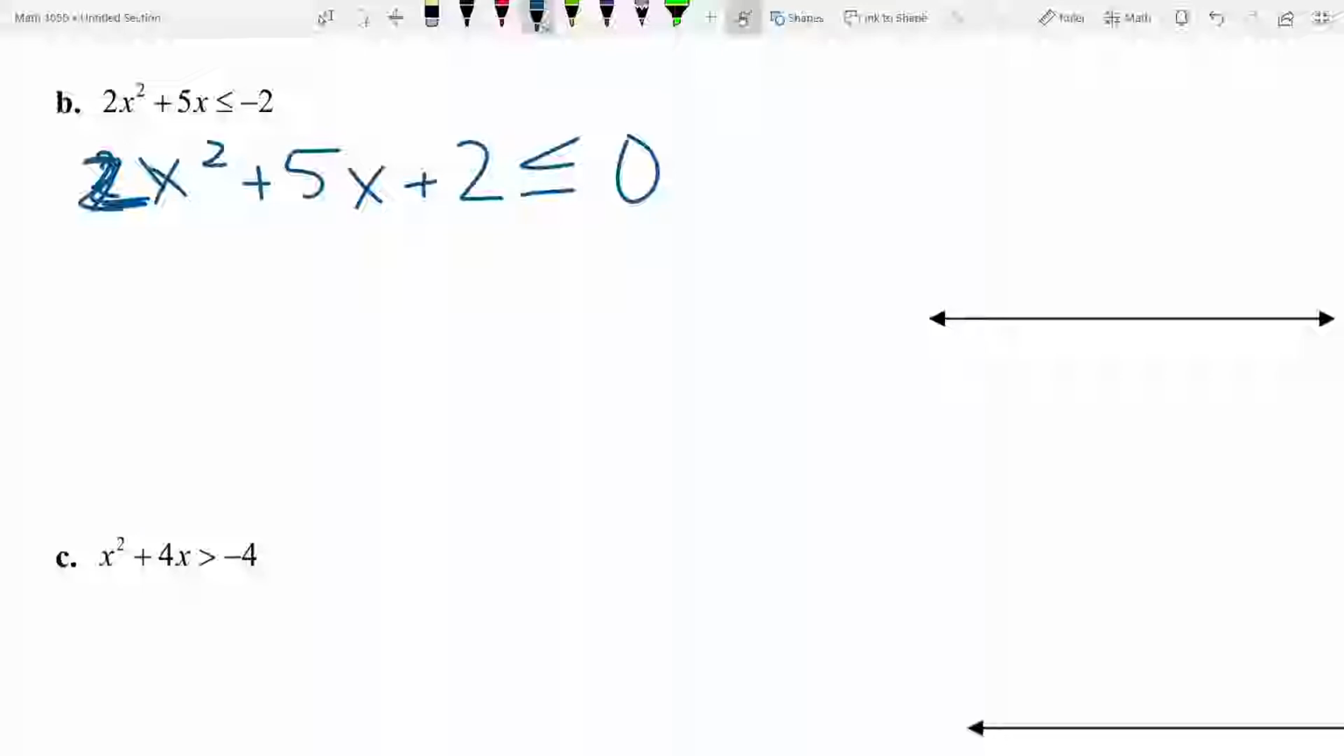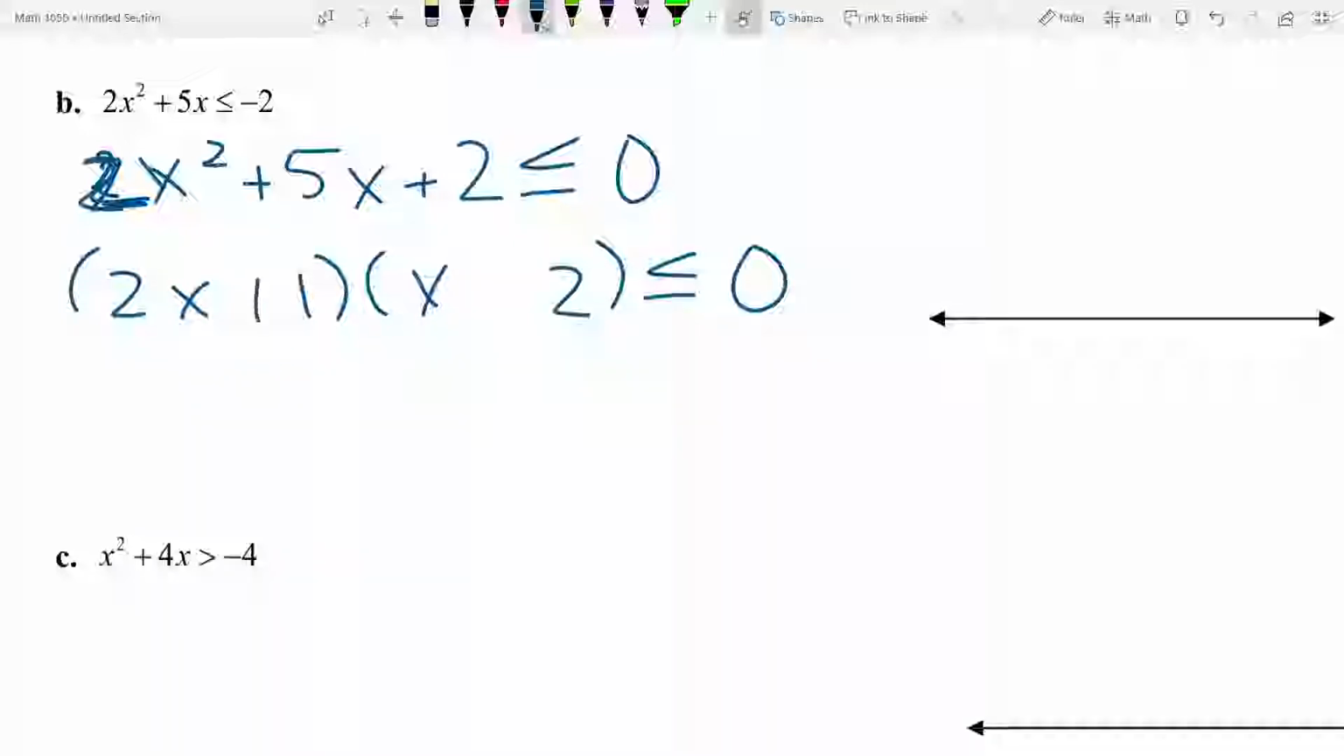Next step, factor. So the 2x to the second, guys, is going to go to a 2x and a plain x. The 2 is going to go to a 2 and a 1. Don't forget your less than or equal to 0. Signs are the same. They're both positive. Try not to look at the steps and make yourself remember. Step 1, get a 0 on the right. Step 2, factor.